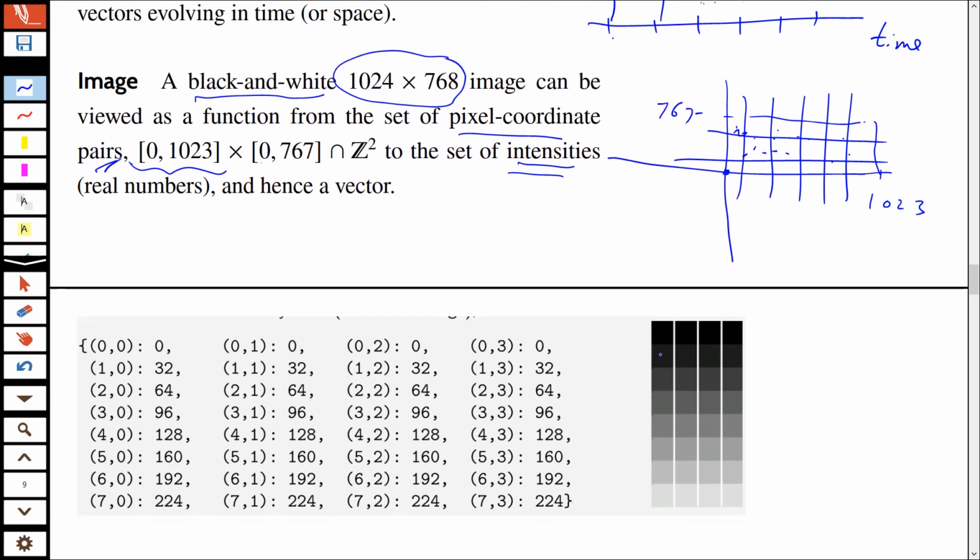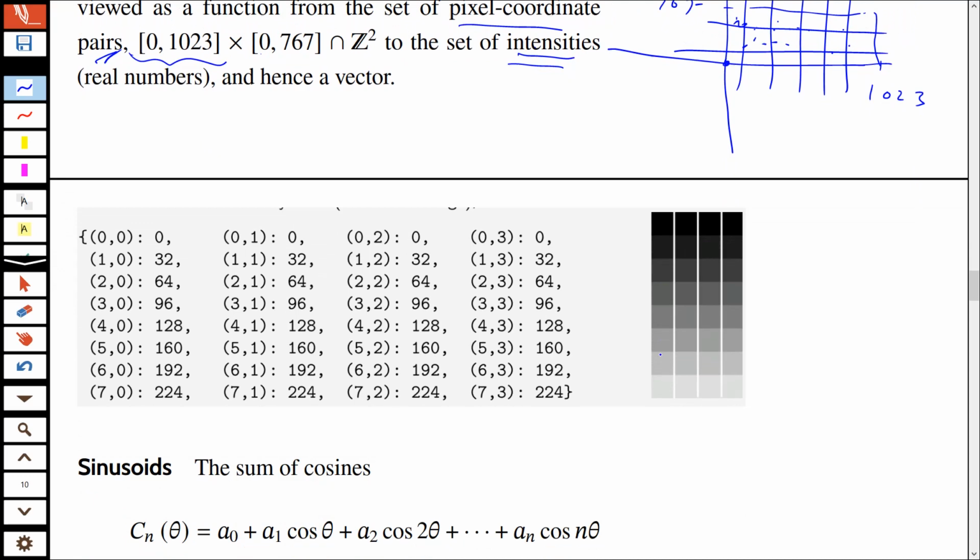So now this is an example. Let's say 0 represents dark or black, and let's say 255 represents white, which is typically the case in grayscale. So this is a typical image. The pixel coordinate pair 0, 0 maps to 0, black. 1, 0 maps to 32, some grayscale, and so on. So this is a dictionary, and this is hence a vector.